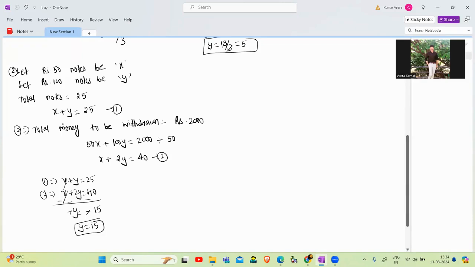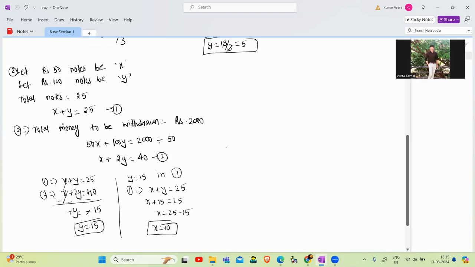You can use any equation. Putting y is equal to 15 in the first equation, x plus y is equal to 25. So y is equal to 15, right? So x plus 15 is equal to 25, so x is equal to 25 minus 15. So x is equal to 10.